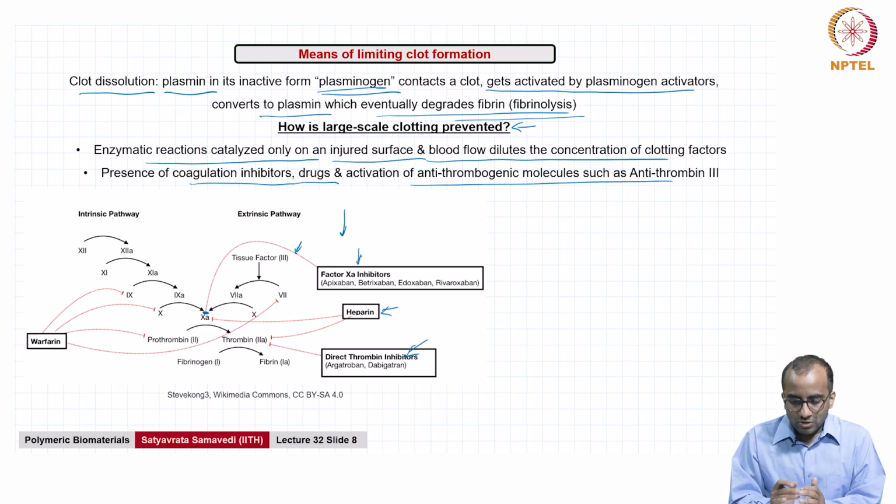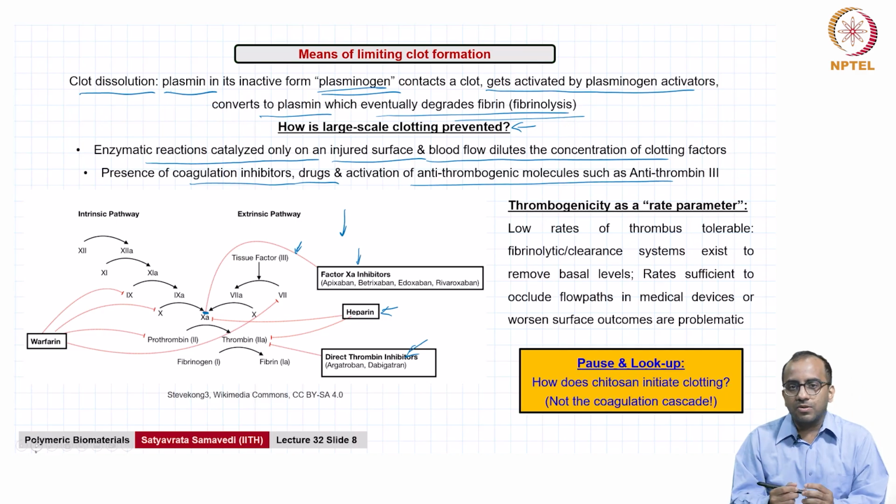Now, we have sort of painted thrombosis as a villain, and while there is some truth to it, the more correct way to think about thrombosis is to think about thrombogenicity of biomaterials as a rate parameter, and this is an interesting way to look at it, because if we have resigned to the fact that thrombosis is going to occur no matter what, if it is low rates of thrombosis, it is typically tolerable, because there are intrinsic fibrinolytic clearance systems that exist within the body to remove these basal levels of thrombosis that occur at low rates.